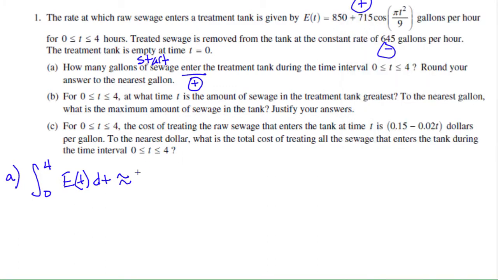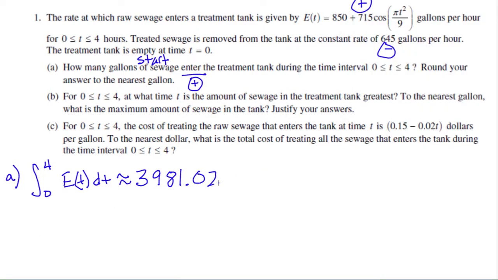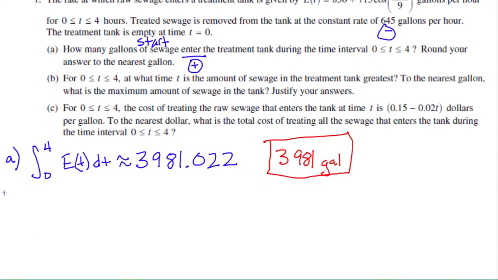3,981.022. Oh, it says round to the nearest gallon. Never mind. So I did not round that correctly. So the final answer that I should be writing is 3,981 gallons, I believe. Yeah, gallons. And gallons is abbreviated by GAL. All right, that was quick.